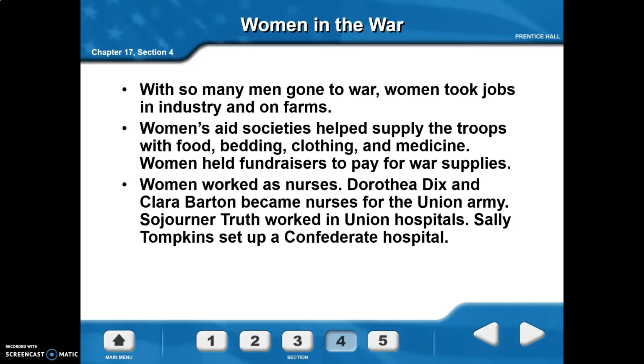And Clara Barton, she was an advocate to be on the battlefield and help out and be a nurse. And Sojourner Truth, who we know was all about women's rights and the abolition movement, she escaped slavery and she changed her name to Sojourner Truth because she was going to speak the truth about slavery. She worked in Union hospitals. Sally Tompkins set up a Confederate hospital and helped out the Confederate troops. So I just wanted to show you kind of what the women's role was. They took on jobs, they became nurses, they helped out too during the war.